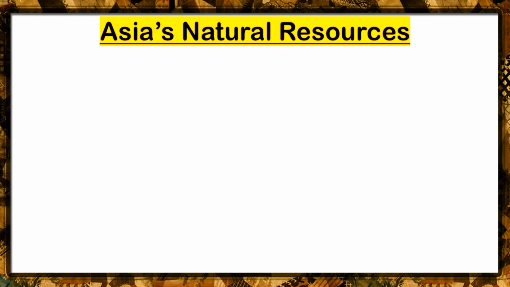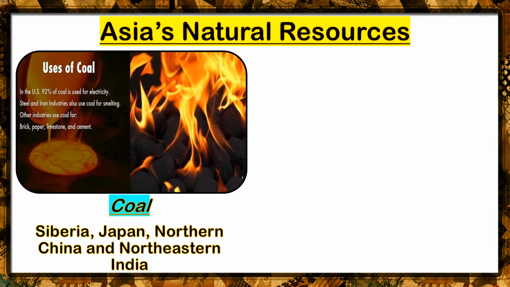Now class, let us study about Asia's natural resources. So we have here coal. And coal can be found in Siberia, Japan, northern China, and northeastern India. Coal is very useful class because it is used for electricity. It is also used for smelting, and other industries use coal for brick, paper, limestone, and cement.